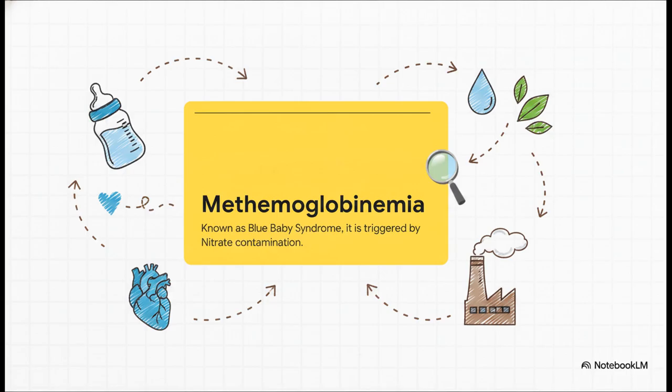When infants consume water that is high in nitrates, it completely interferes with their blood's ability to carry oxygen, which causes their skin to literally turn a bluish color. So nitrates equal blue baby syndrome. Lock that pairing into your brain right now.